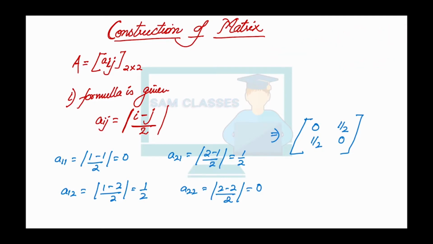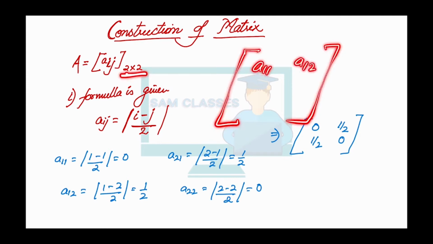Okay, so here they have given a very simple question, students. A of ij is nothing but mod of i minus j, divided by 2. So now, the first element is what? A11. We have to make a matrix of 2 rows and 2 columns. So how many elements will we have? A11, A12, A21, A22. Okay.